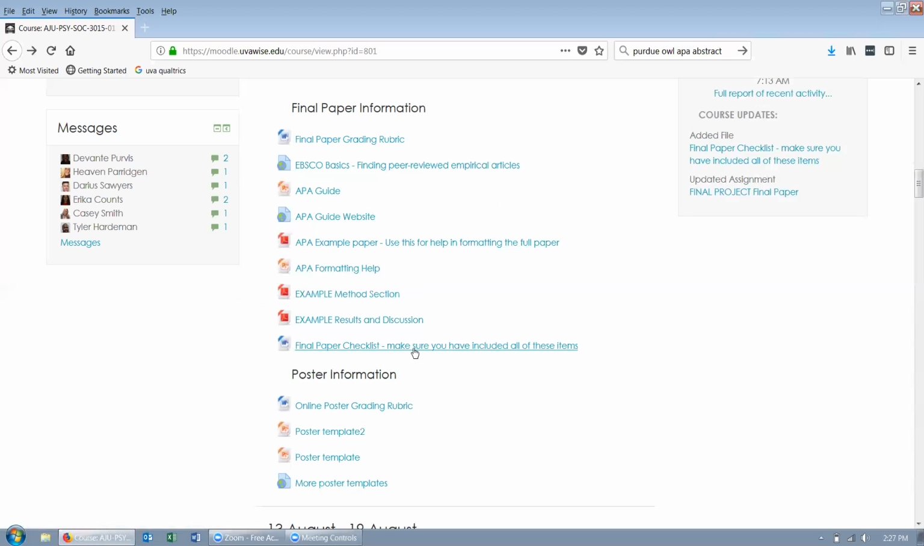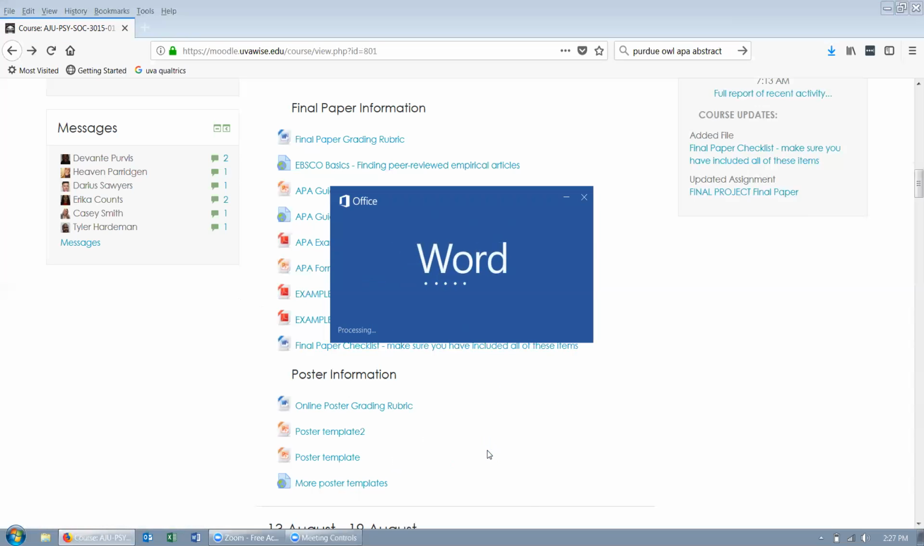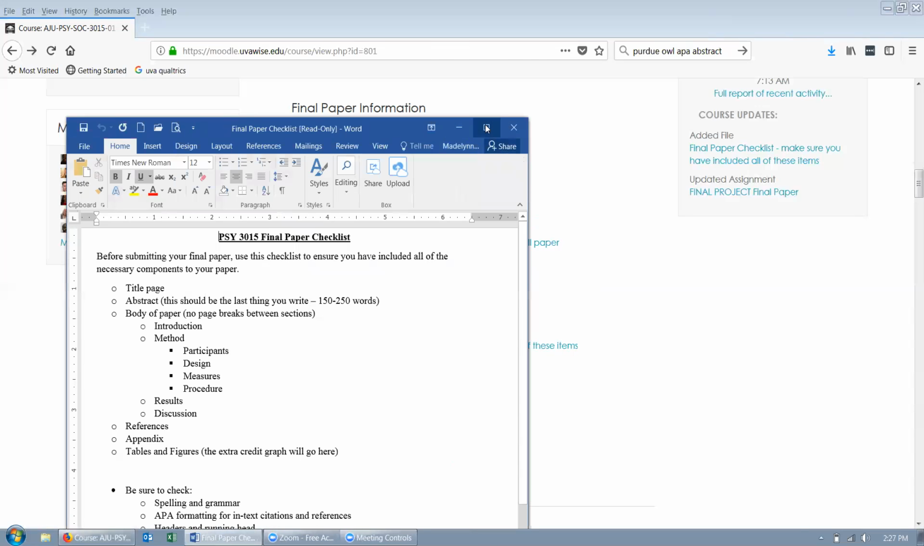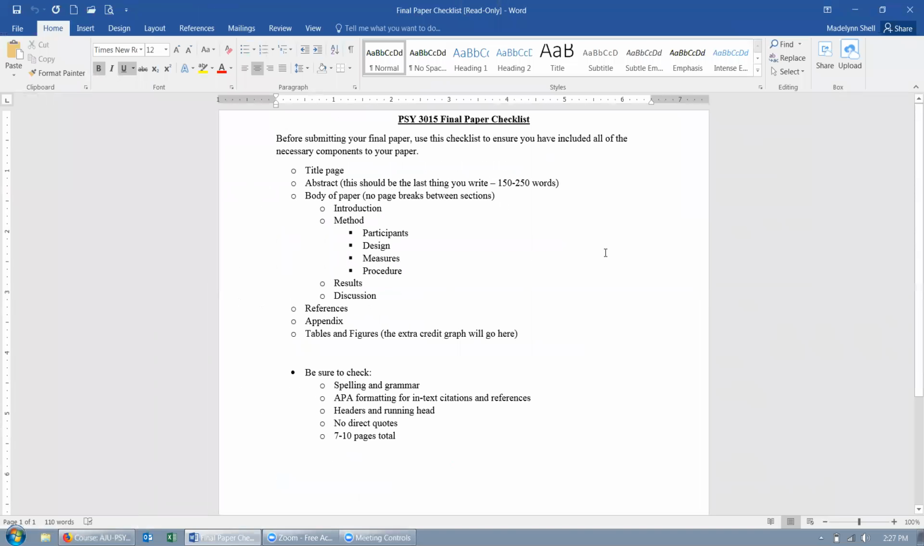The last thing that I've added that I wanted to point out was this final paper checklist. When you think you're done, when you go to submit your final paper in a couple weeks, before you do so, I want you to go through and make sure you have all of these things. So in your final paper, you need a title page. You need an abstract. I've mentioned this before, but the abstract is the last thing you should write. It should be 150 to 250 words that summarizes every single section of your paper.